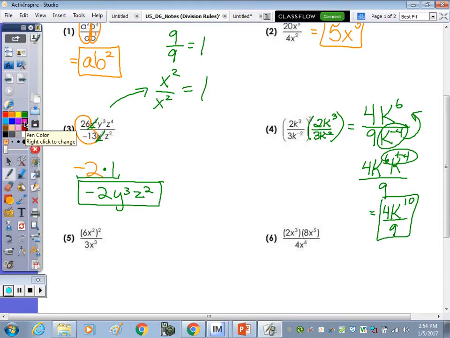If you actually follow the rules for division, right here, what is 6 minus a negative 4, if you were to actually subtract the exponents? 10, which is what you get here, right? So you can do it one of two ways. Number 5, so go ahead and square the numerator, and then we'll divide by 3x to the third.